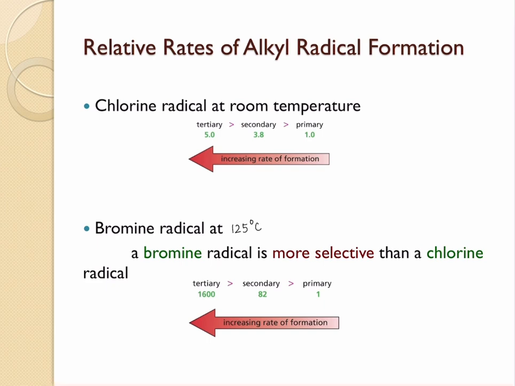A bromine radical is more selective than a chlorine radical, where in this case you can see that the tertiary radical is formed 1600 times easier than the primary radical.